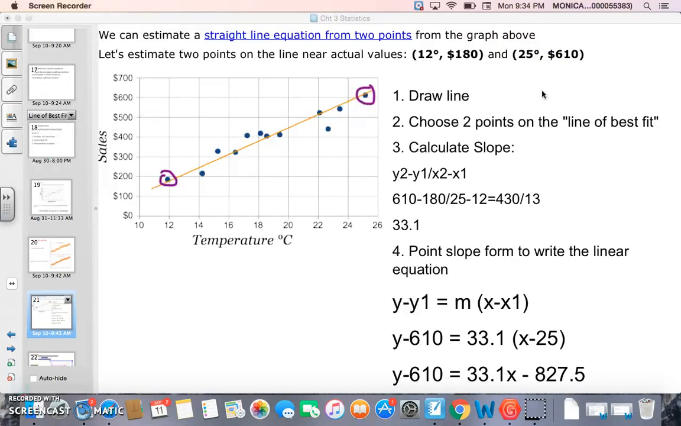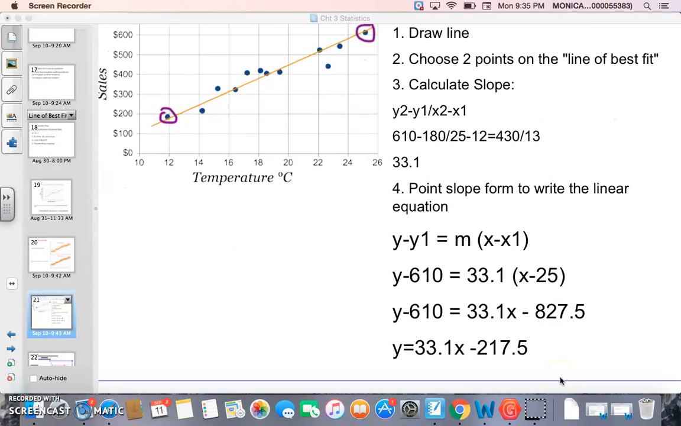So the key for this formula is that you put the numbers in the correct place. So your y1 in this case is going to be 610. Again, your m, or your slope, is 33.1. And then your x is going to be 25. To complete this, the first thing you're going to do is distributive property. So 33.1 times x is 33.1x. 33.1 times negative 25 gives you negative 827.5.